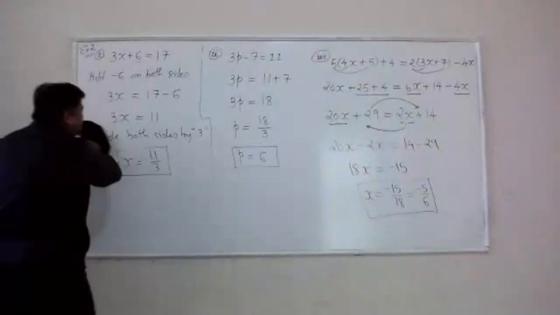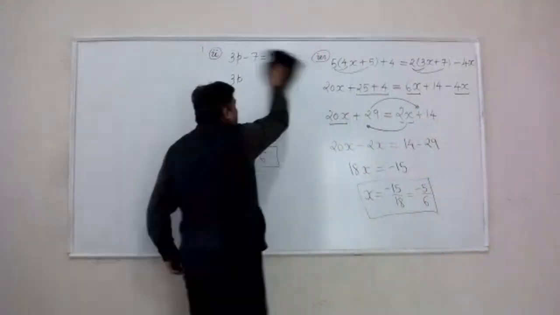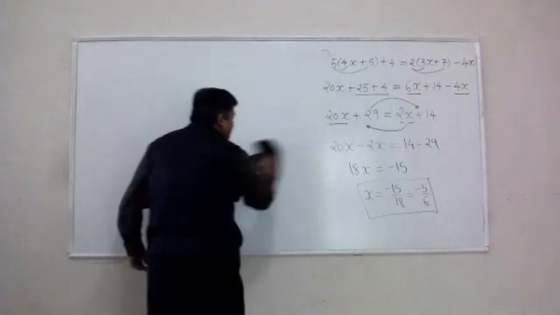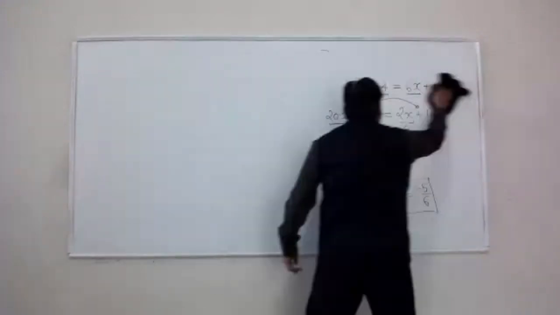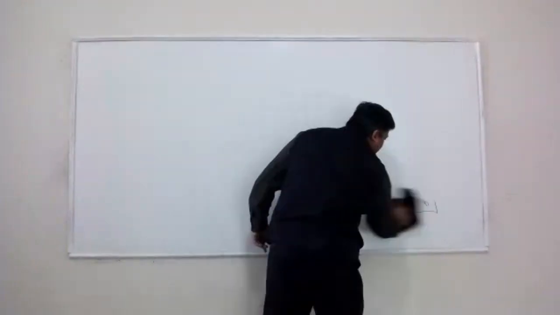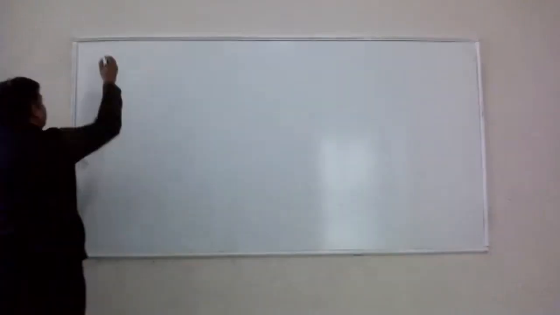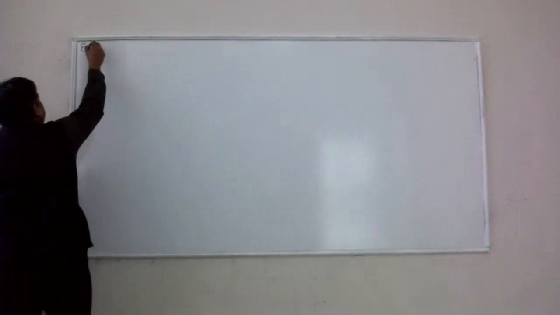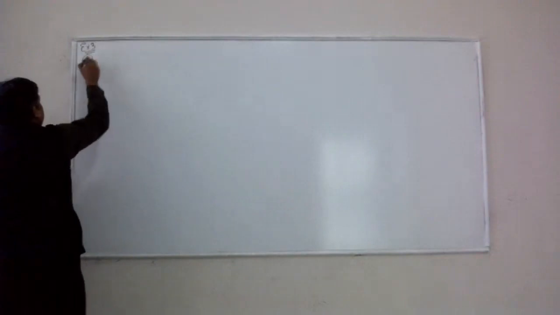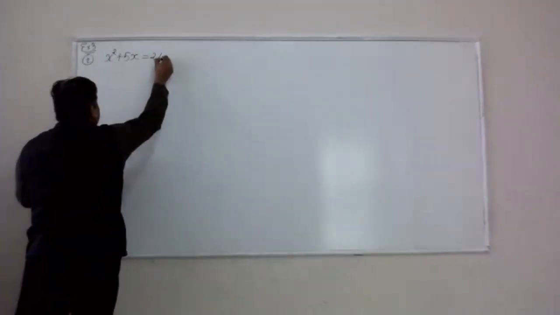We would like to solve quadratic equations, and we will use the quadratic formula first, and then we will use the factorization method as well. I'll keep the work side by side so that you can compare the amount of work. So here is example number 3, subproblem 1. We have x squared plus 5x equal to 24.